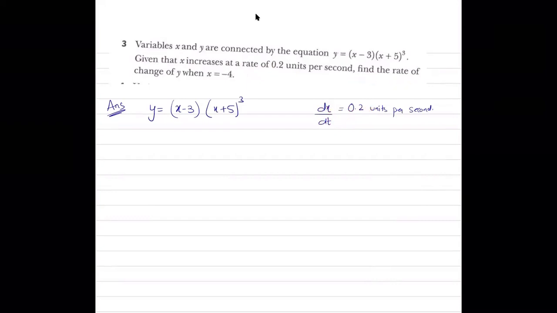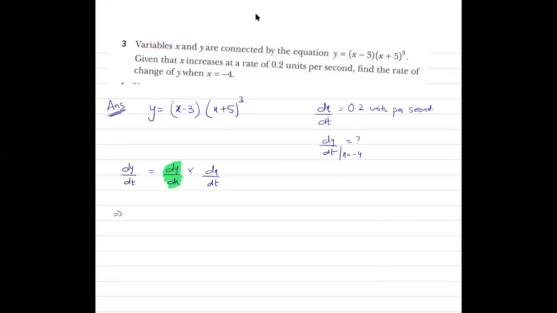You need to find the rate of change of y, which is dy by dt. That is unknown to us. And we want to find it when x is negative 4. So to find dy by dt, I'm going to apply the chain rule. That is going to be dy by dx times dx by dt. But I do not have a dy by dx expression. So that is the first thing I'm going to find, by differentiating y with respect to x.